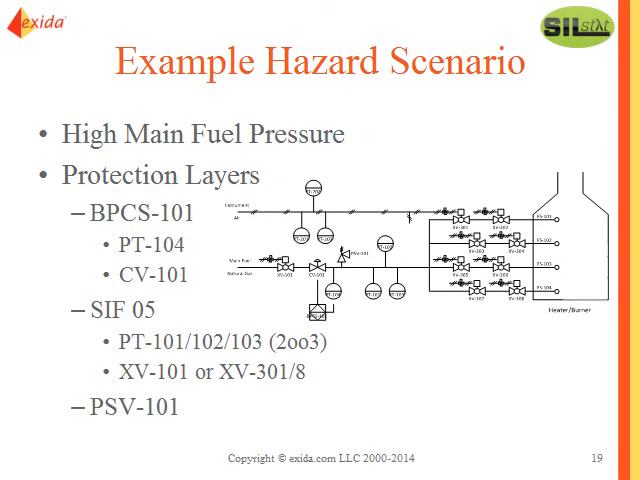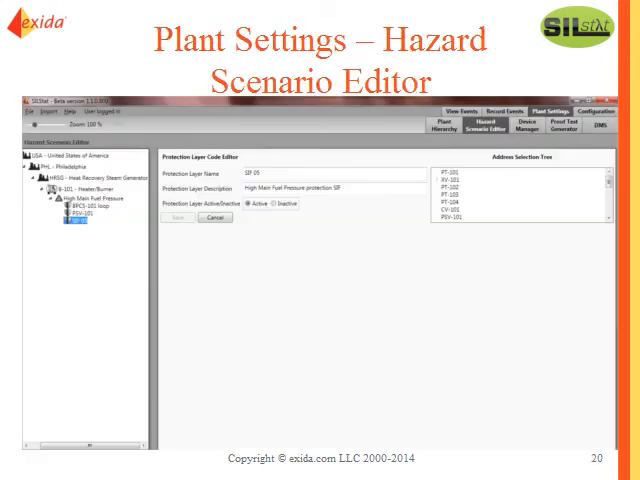As an example, I have a high main fuel pressure scenario here for a burner, and we have some protection layers: the BPCS, a safety instrumented function, and a pressure relief valve. We don't have the operator in this example. I hope you can see this, but here on the left-hand side, for the heater burner, we have the high main fuel pressure scenario with the different layers of protection that protect against that.